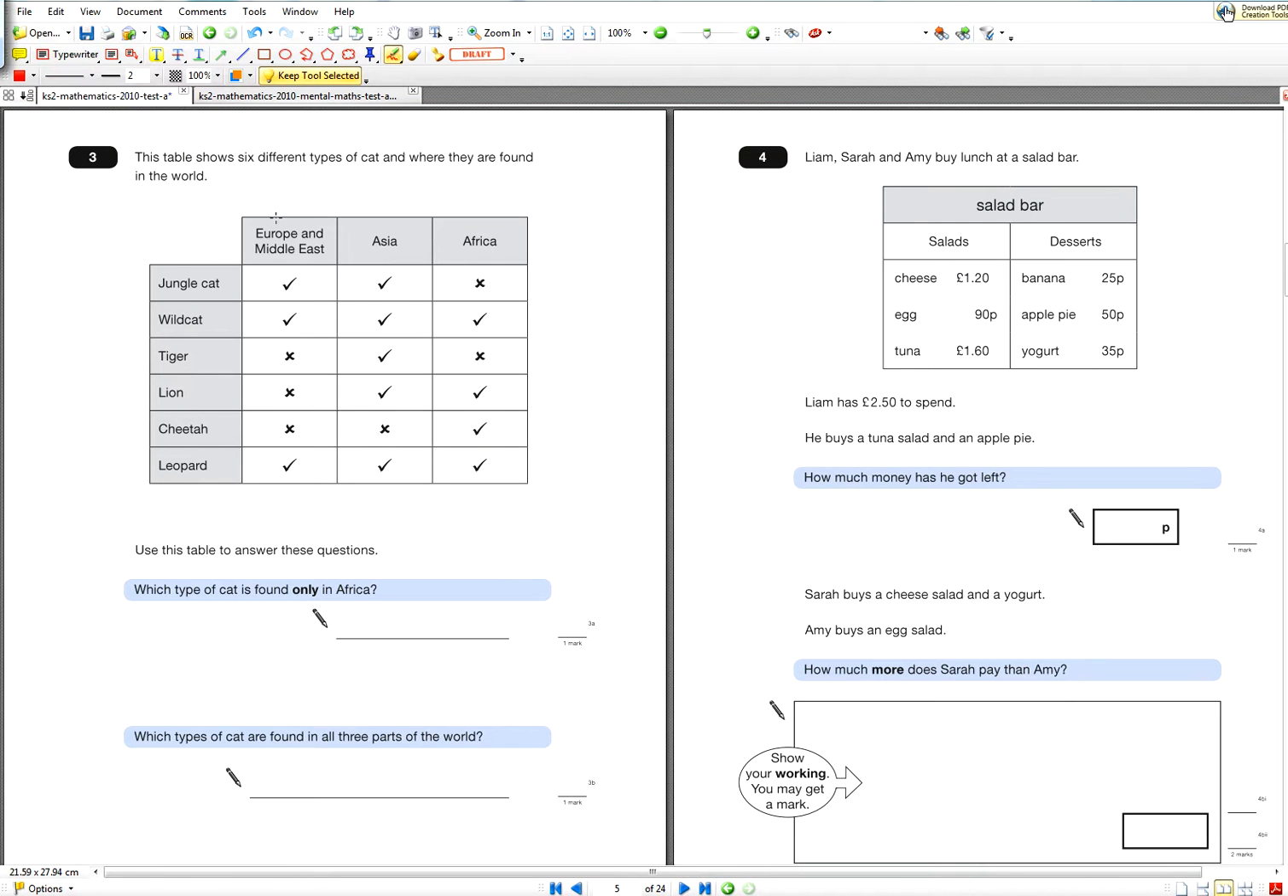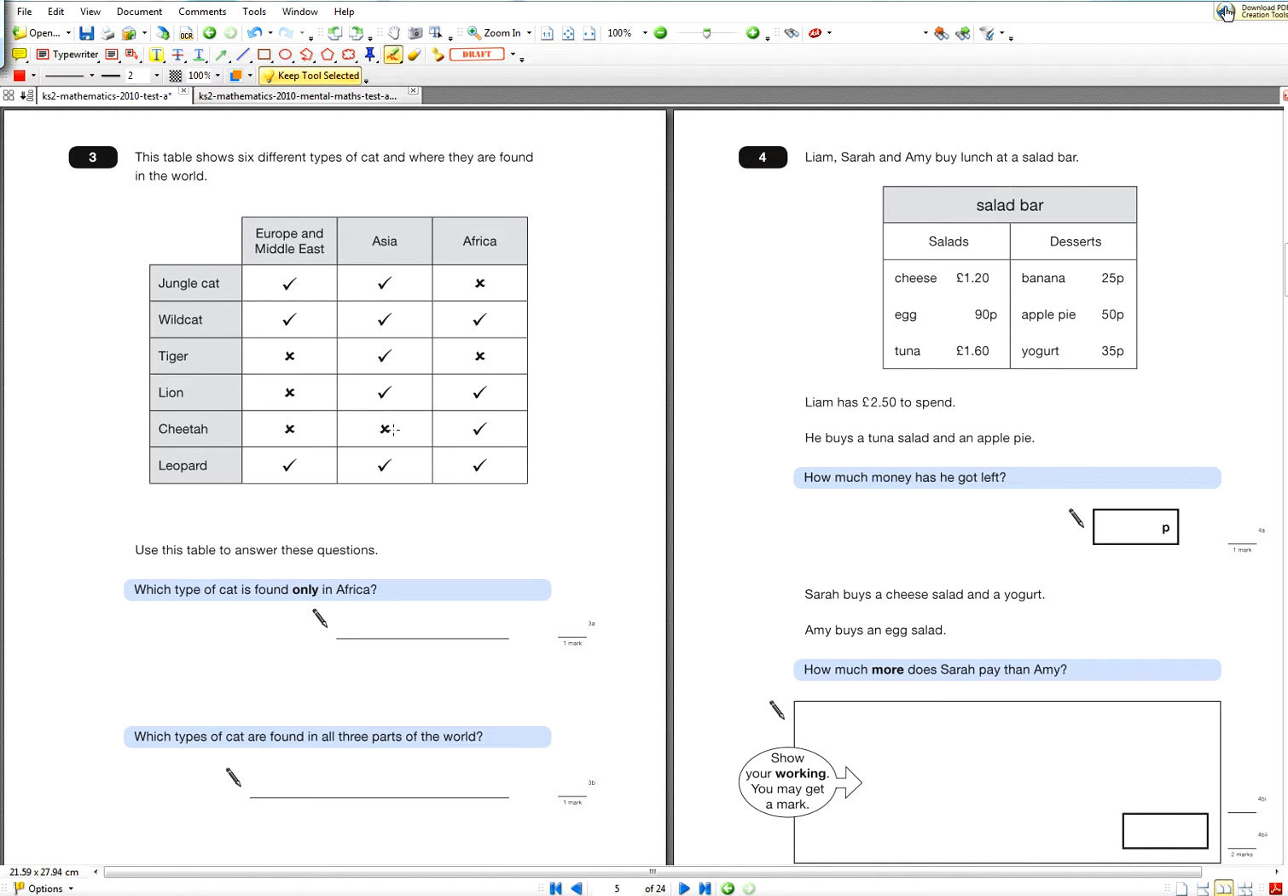This table shows 6 different types of cat and where they are found in the world. So you've got the places where they are found in the world at the top and the type of cat on the left hand side. It's a 2-way table. It says use this table to answer these questions. Which type of cat is found only in Africa?